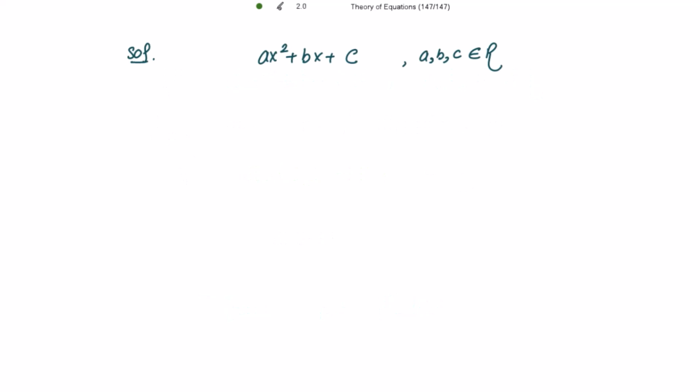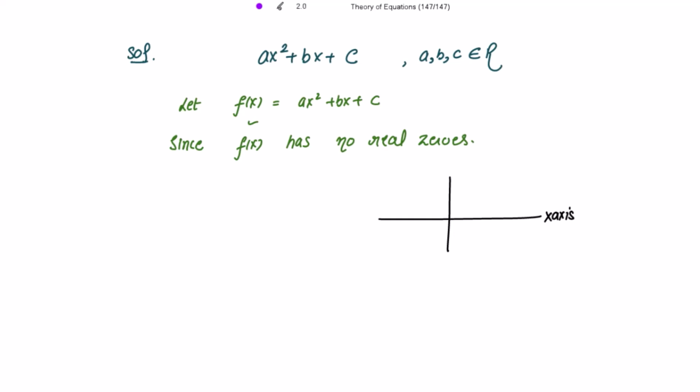So this is the given polynomial, ax square plus bx plus c. Let this polynomial be equal to f(x). So let f(x) is equal to ax square plus bx plus c. Now since this f(x) has no real zeros, that is, it does not have real roots, the graph of the polynomial does not touch the x-axis. Either it is above the x-axis or it is below the x-axis.